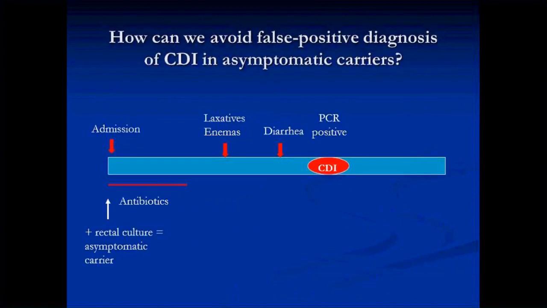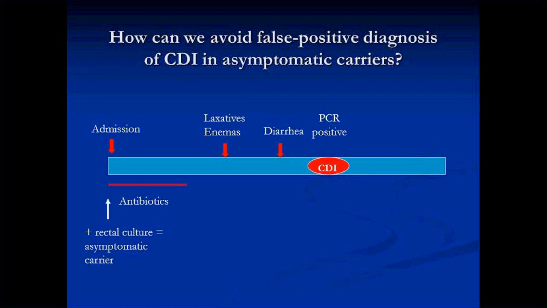And so the question is, how can we avoid false positive diagnosis of CDI in asymptomatic carriers? We're facing the same pressures for C. diff that we face for urinary tract infections or CLABSIs, in that there are currently guidelines where, if you're an outlier in C. diff infection, you may see reductions in your payments from Medicare, and you may be highlighted in the newspaper for your high rates. So how can we avoid this?